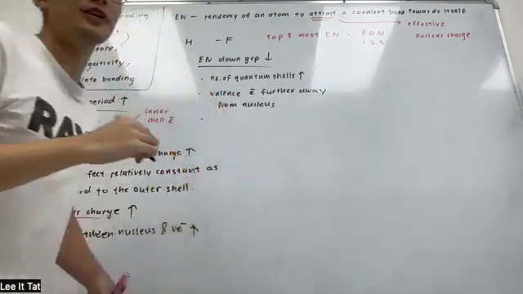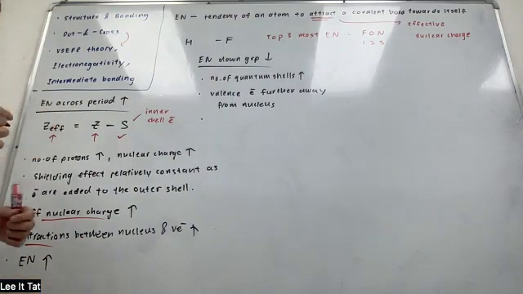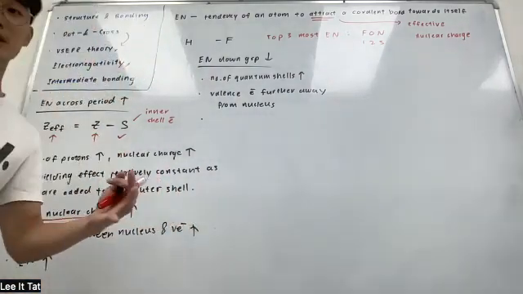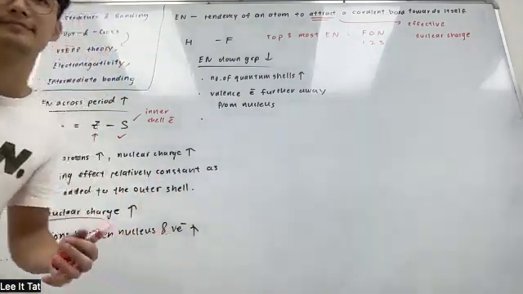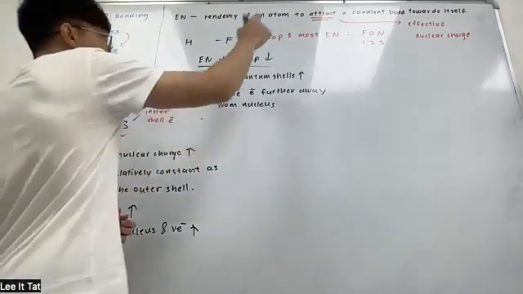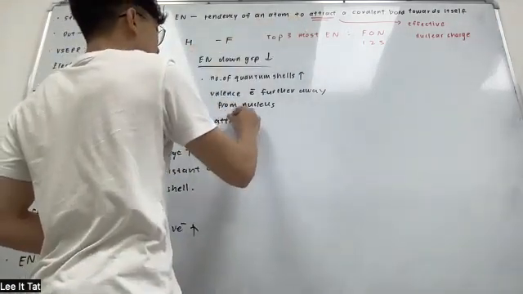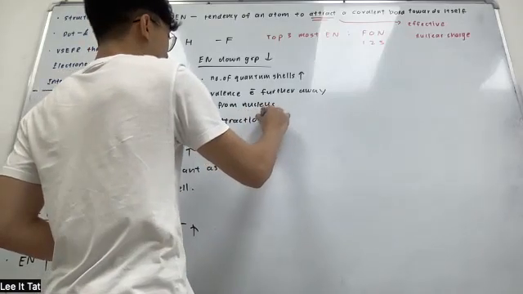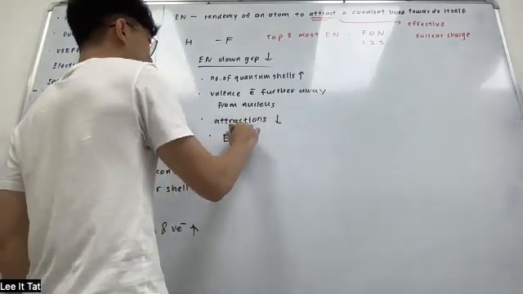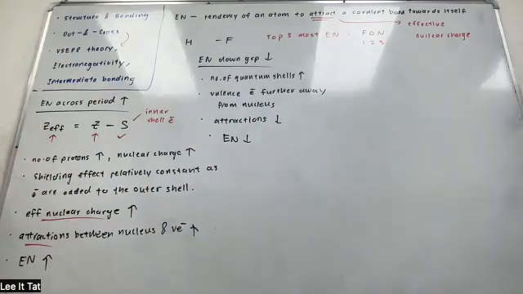Okay, what's the next relevant concept? Okay, further away means, yes, at the end of the day, link back to attraction. So attractions will decrease, attractions between nucleus and valence electrons decrease, electronegativity decreases. Very quickly, okay, don't really want to talk about this all that much.